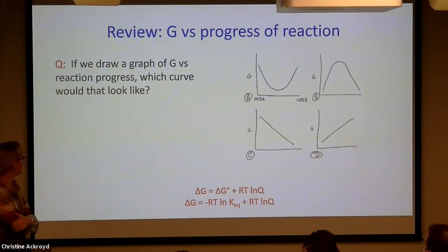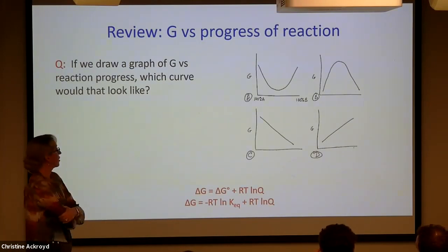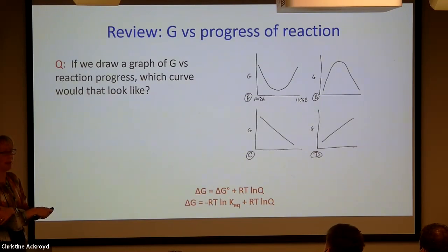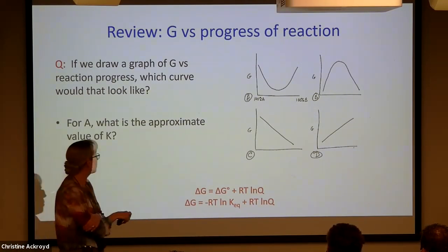Okay. So here we have G versus percentage composition. Which plot is possible? Only A is possible. Why isn't B possible? It says delta G is zero right here. Everywhere that has more starting material than that would have a positive delta G. This is backwards.